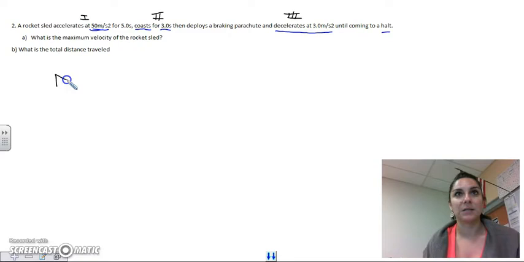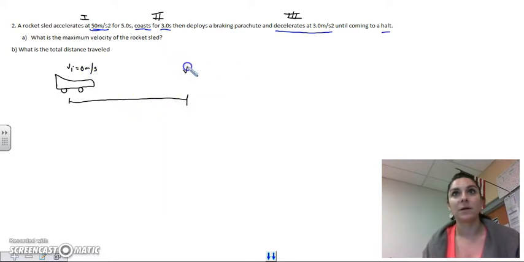So we have a rocket sled. Here's our rocket sled. Here it goes. During section 1, it's going to accelerate. We can assume that it doesn't have any initial velocity since it doesn't specify. And then I'm going to say this is where the maximum velocity happens, right here. During this point, we are accelerating, and it will be positive since we're gaining speed. And during this time, it's going to take 5 seconds. So this is all section 1.